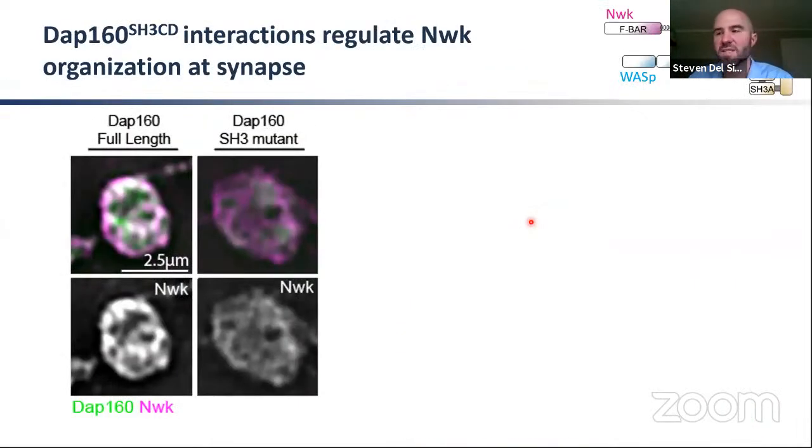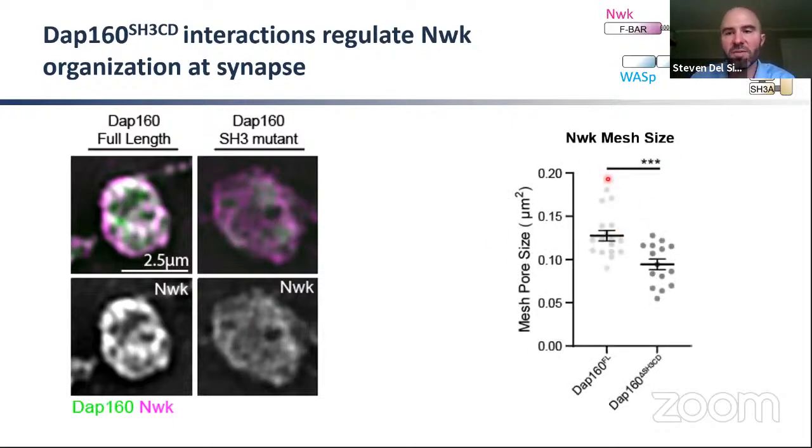And so then lastly, we can ask questions about what are the mechanisms that are regulating the formation of this reticulum. And so this is just comparing, again, the same control synapse on the left here, and this mutant which blocks the interaction between DAP160 and nervous rec. And what you can see is that the synapse on the right has a much more fragmented mesh. And that's quantified here with this mesh pore size. So basically, how big are all these gaps in the reticulum? And it's significantly smaller in the mutant. So suggesting that it's becoming fragmented and collapsed.